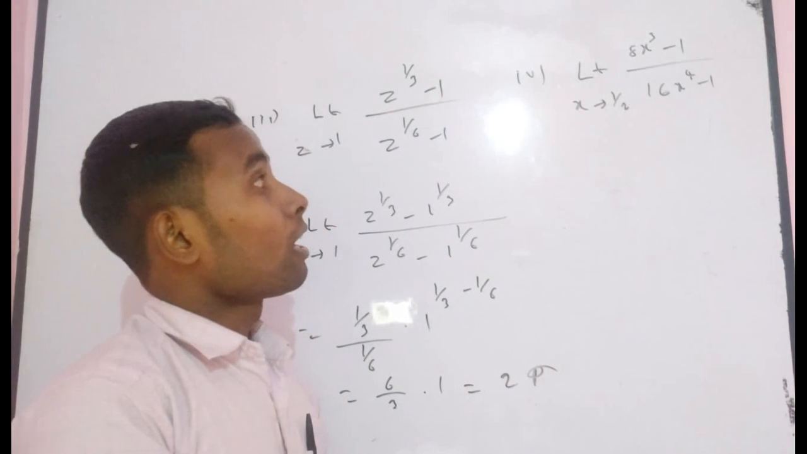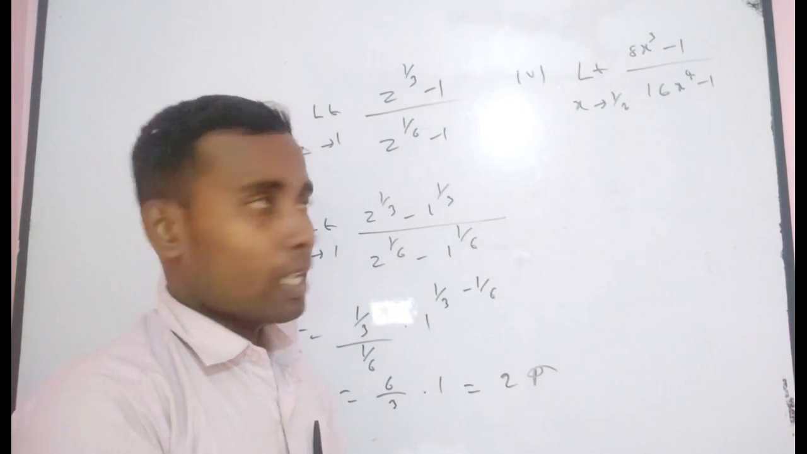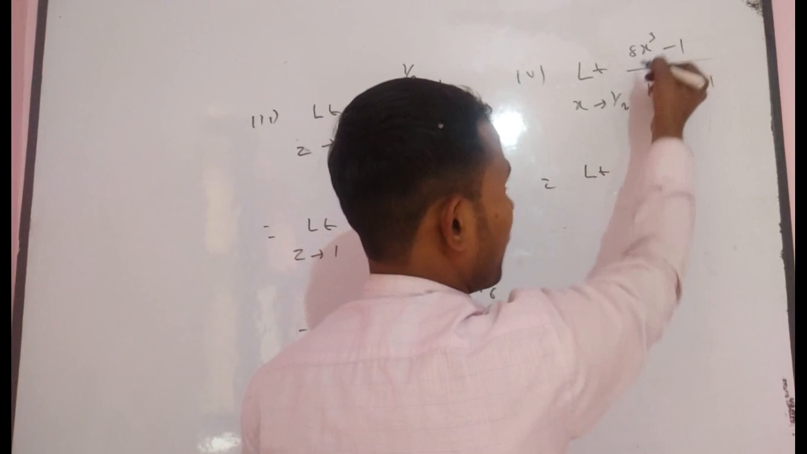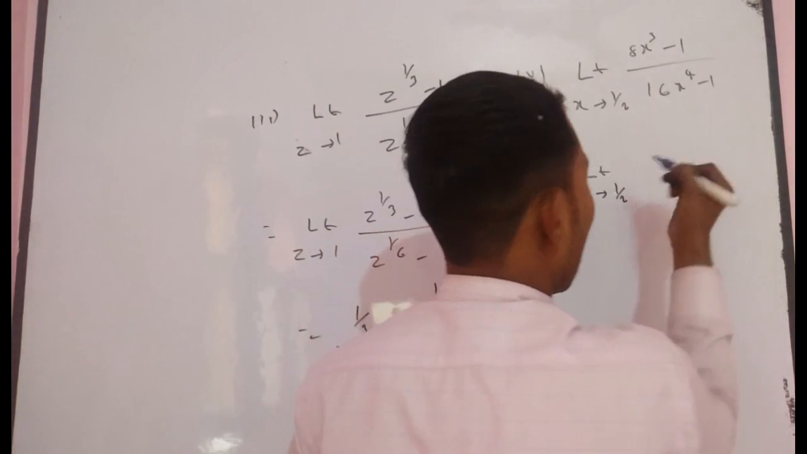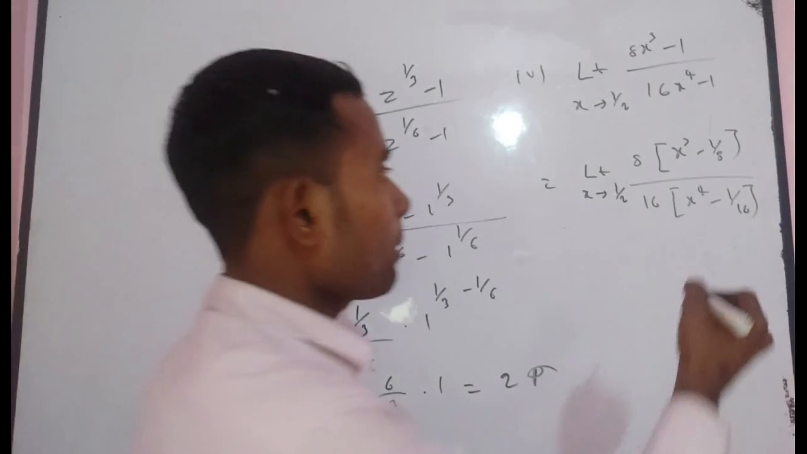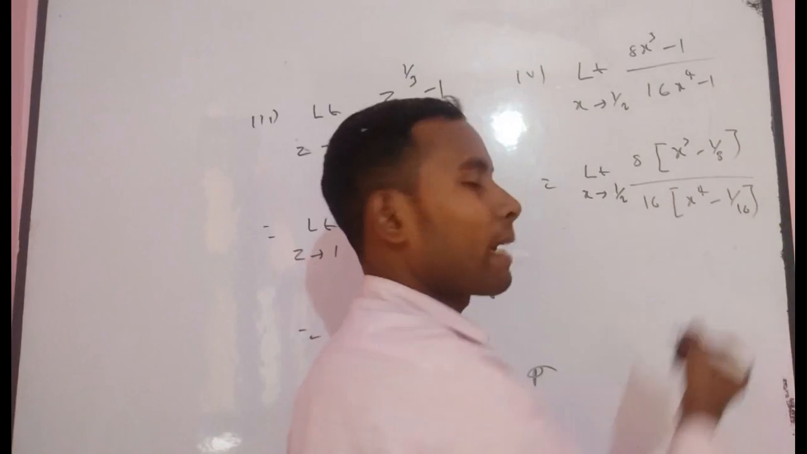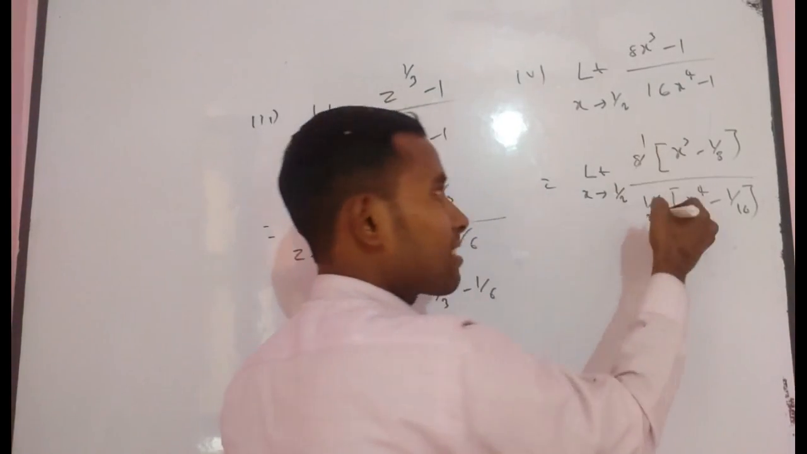So you have to take common from both these terms. If you take 8 common from this term, can you write it? Limit x tends to half. Now it will be just x to the power 3 minus 1 upon 8, divided by 16 into x to the power 4 minus 1 upon 16. Now it can be divided, 1 upon 2. Now it is just a constant.